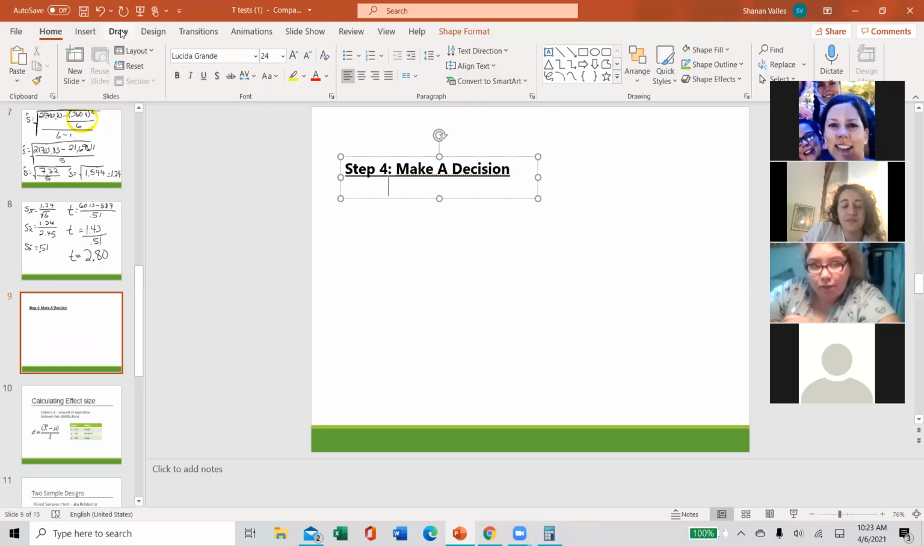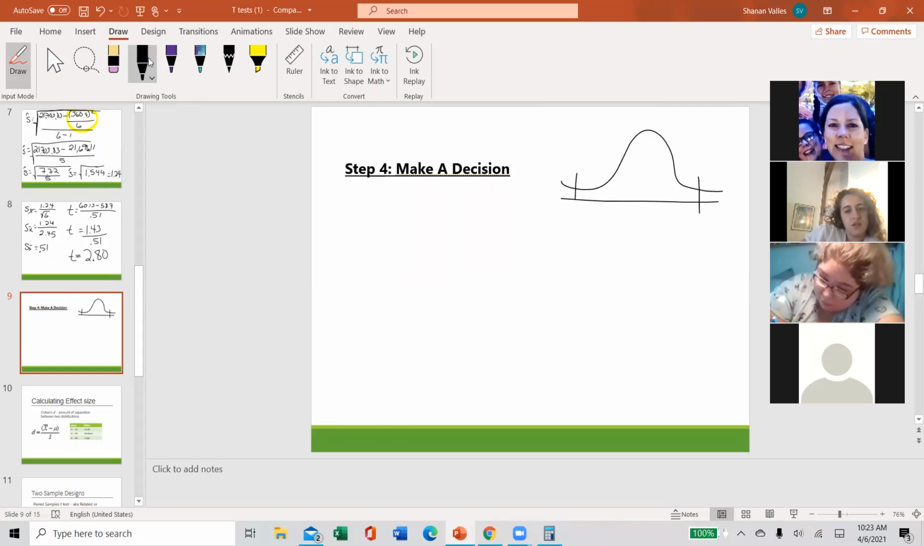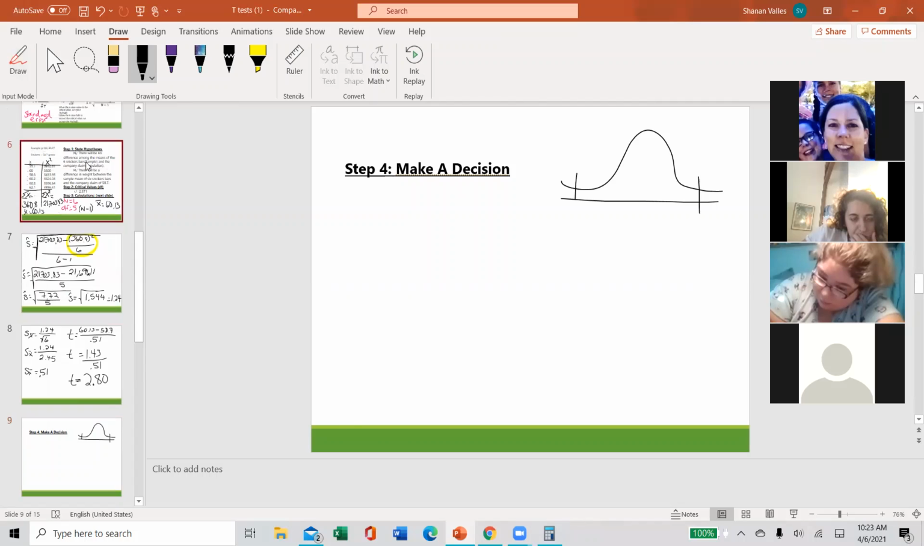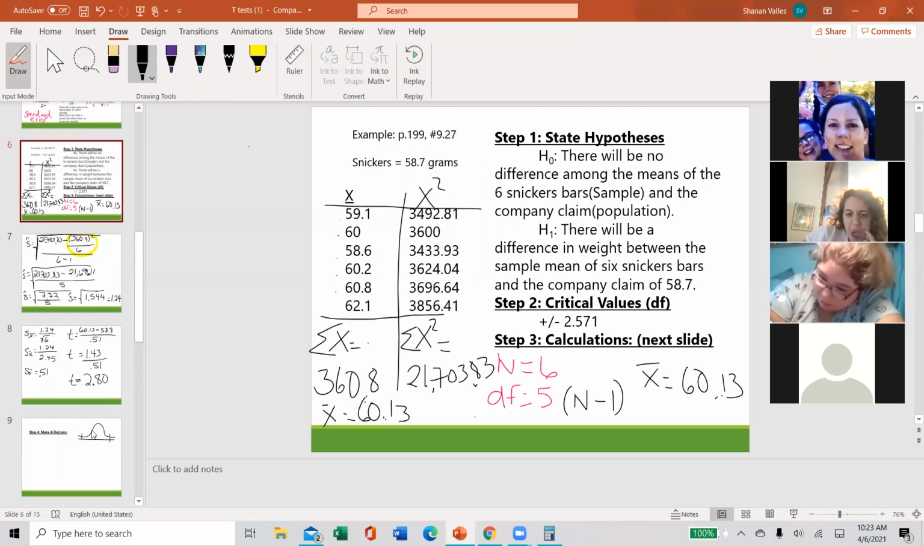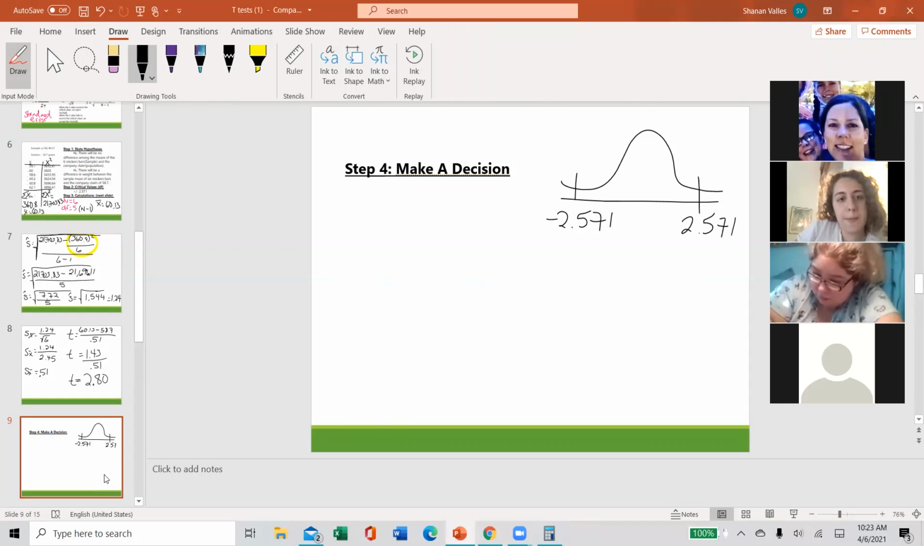All right, so step 4, make a decision. Now how do we do this? We're trying to decide whether we reject or fail to reject. Remember, it's all based on the critical values that we found in step 2. It was 2.571. So we'd have negative 2.571 here, and 2.571 here.